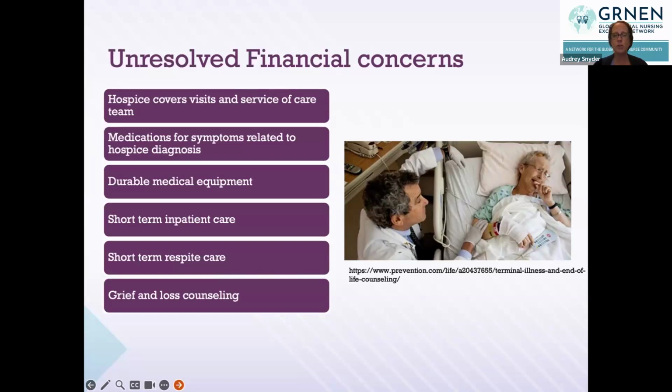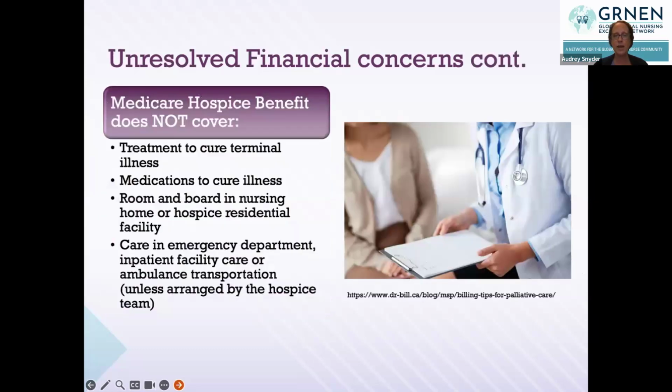They also will cover short-term inpatient care and short-term respite care, frequently up to 5 days, so that family can get a break. And then that grief and loss bereavement counseling as well. That Medicare hospice benefit doesn't cover treatment to cure terminal illness, medications to cure illness, room and board in a nursing home or hospice residential facility. So family would need to pay for that, or another insurance would need to pay for that. And then it doesn't cover care in an ER or ambulance transport like the patient scenario we talked about earlier, unless they've arranged it.